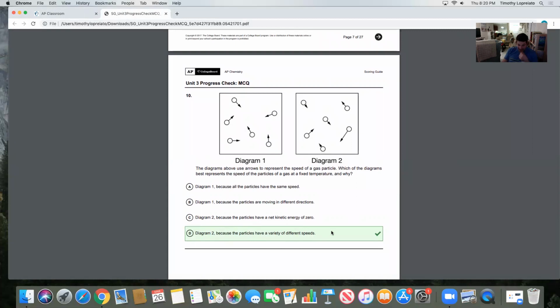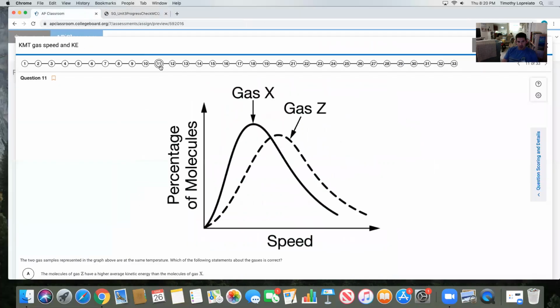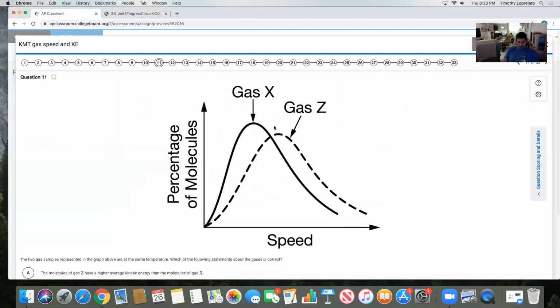All right, so it's a very annoying concept, but just keep in mind that when we're looking at a gas, even at a fixed temperature, that does not mean every particle is moving at the same speed. All right, it means that the average of all of the particles is going to be the same, right? That kinetic energy, but particles will be moving at different speeds. Question 11, we're about a third of the way through.